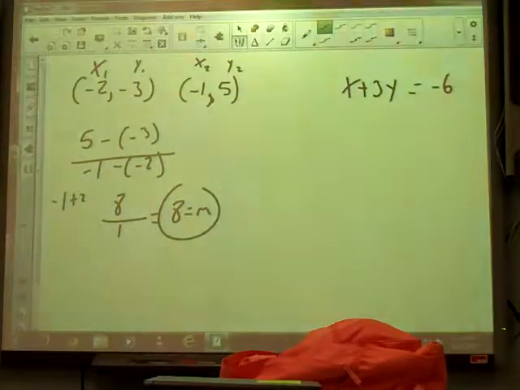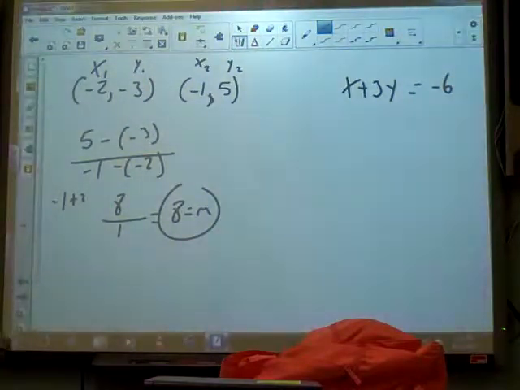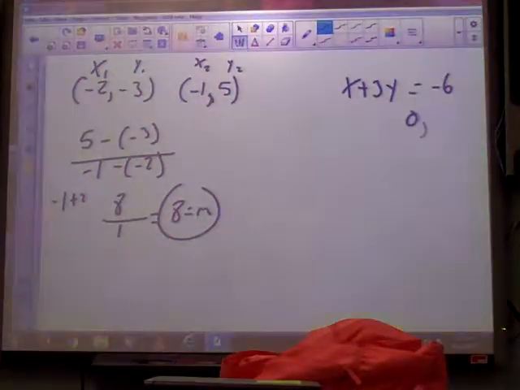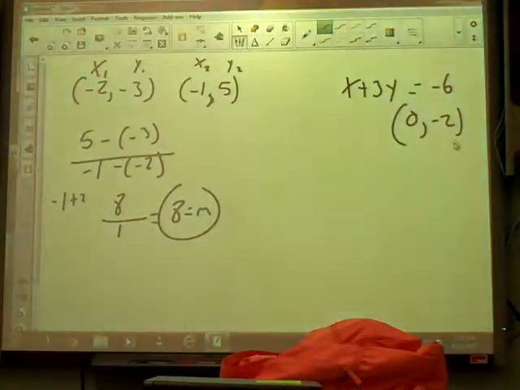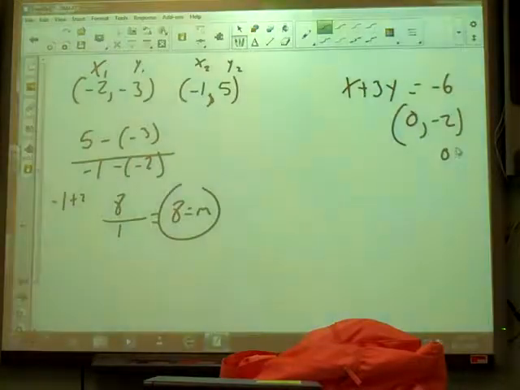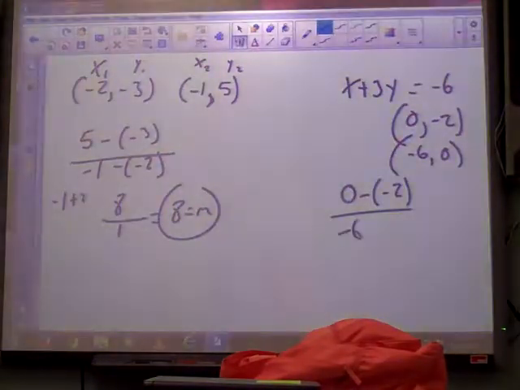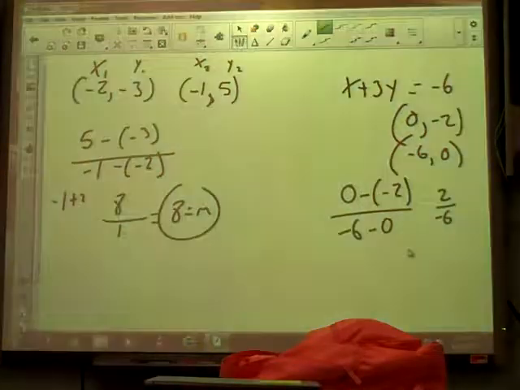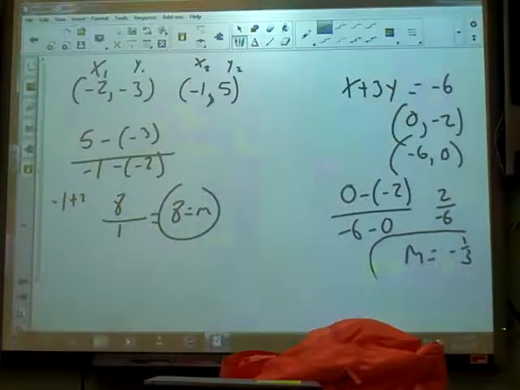Number 2. Grace, do you want to solve it for y, or do you want to plug in zeros? I plugged in zeros. Okay, so if you plug in a 0 for x, you had a 0 and a -2. And if you plugged in a 0 for y, you had a -6 and a 0. So I'm going to say 0 minus -2 over -6 minus 0. 2 over -6. Anybody get -1/3? Yeah, that's right.